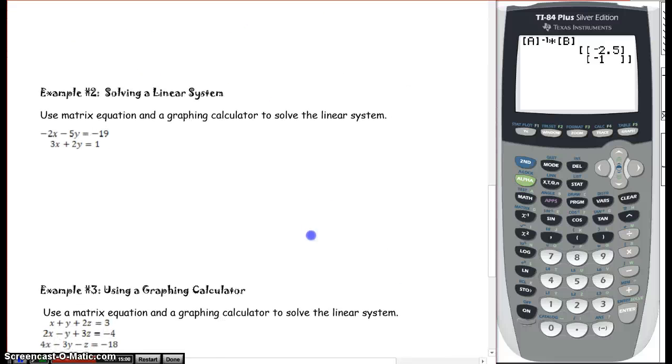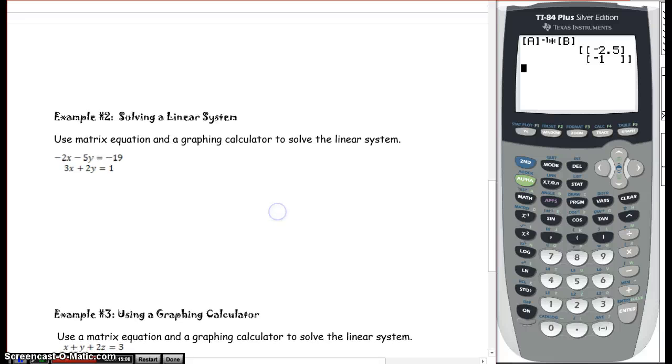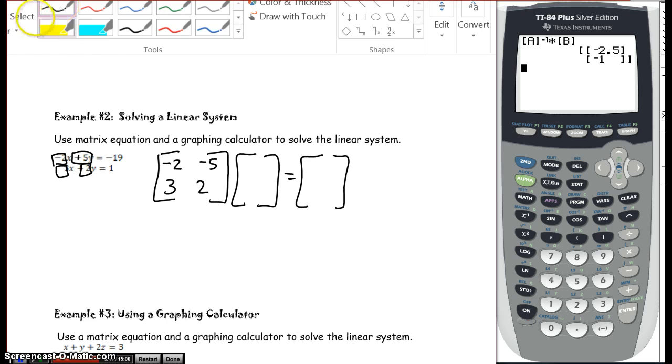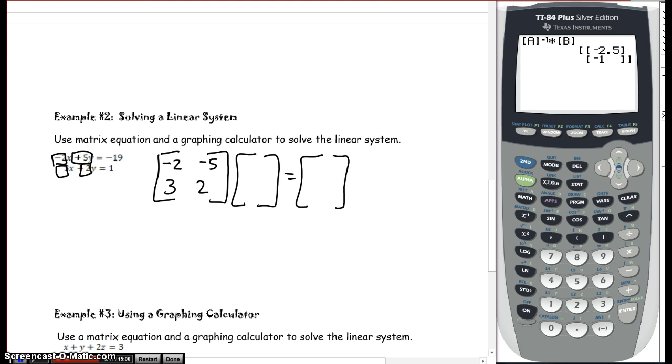All right, let's go into example number 2. It says use a matrix equation and a graphing calculator to solve the linear system. Well, I like to sometimes set up what it looks like. So here we go. We have our leading coefficients, -2, -5, 3, and 2. So -2, -5, 3, and 2. I'm going to erase it because it looks just awful. Okay, but you can see where those numbers came from.